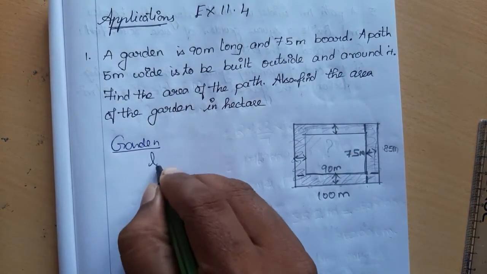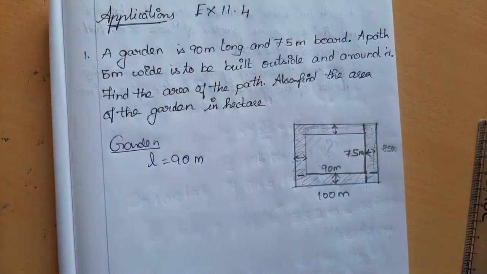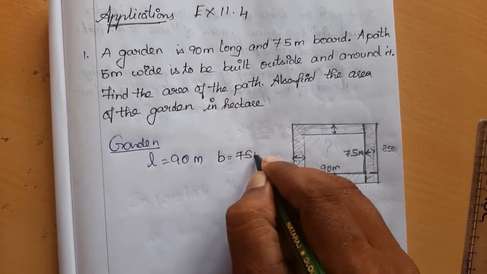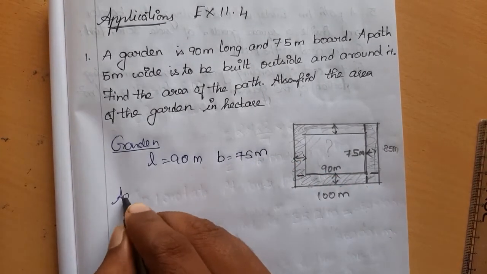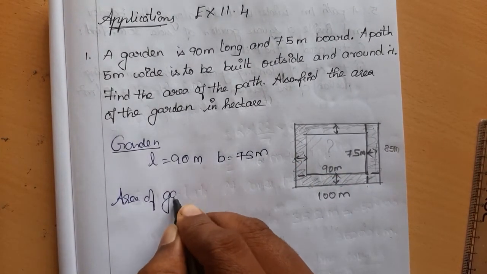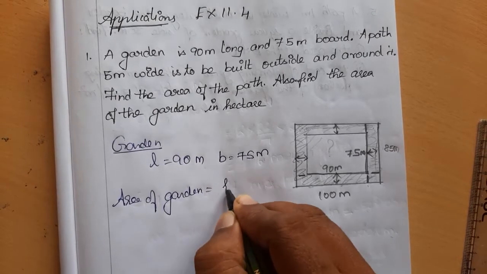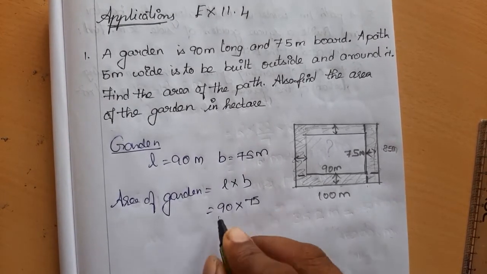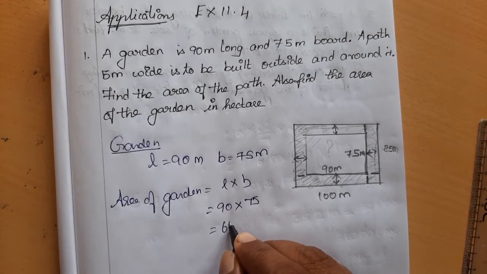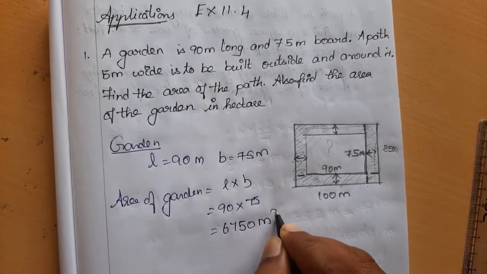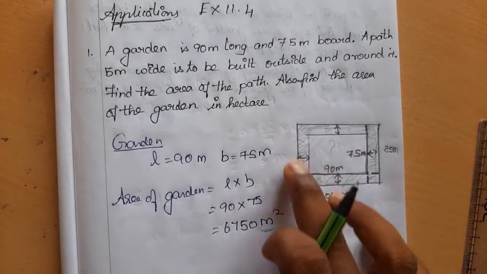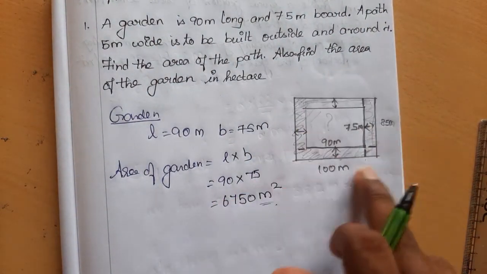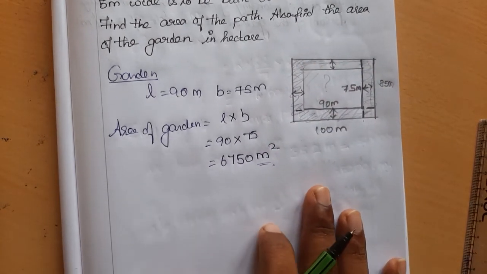So garden length is 90 meter and the breadth is 75 meter. So area of garden is length into breadth, which is 90 into 75. We will get 6750 meter square, right? So to find the area of the path, we have to subtract from the full area of the garden including the path, minus the area of the garden, right?